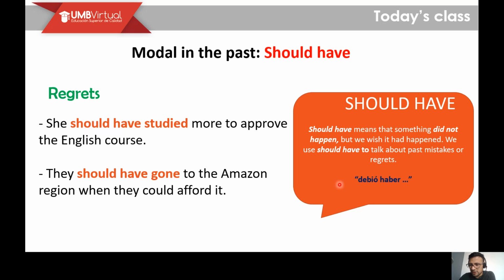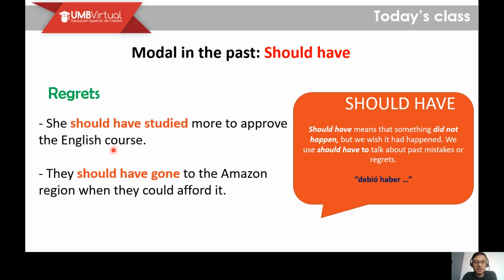En español es debió haber hecho, debió haber estudiado, debió haber ido, ¿ya? But it didn't happen, so it is kind of regretting, como que lamentándose, ¿sí? She should have studied more to approve the English course, yeah? She didn't do it, she failed, so she should have, but that didn't happen.